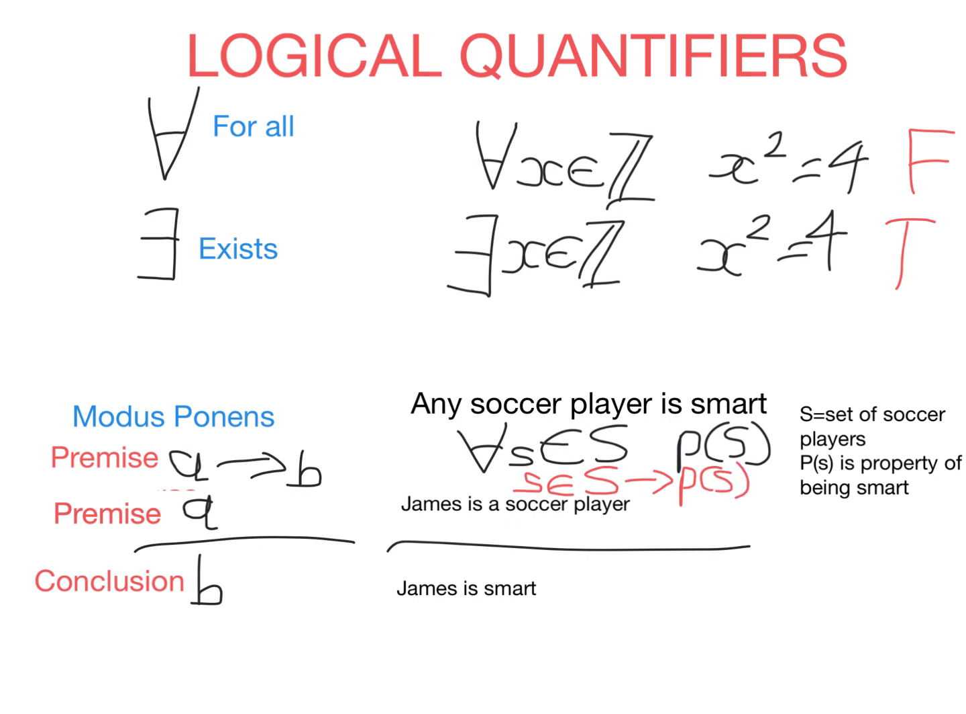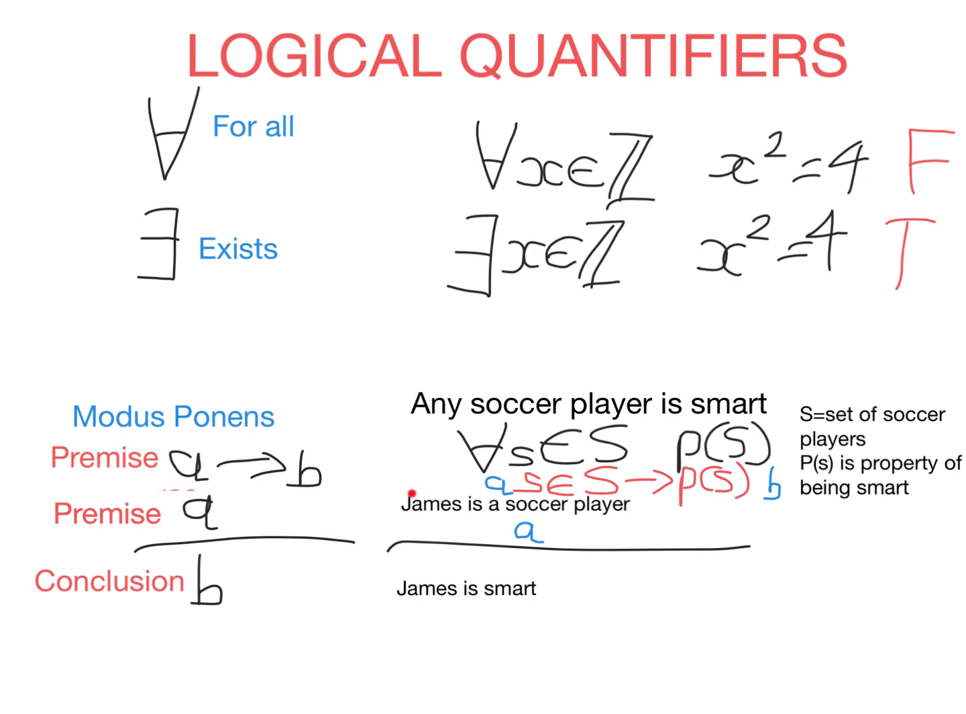So this is like our A being a soccer player, and this is like our B being smart. So we're told any soccer player is smart and James is a soccer player. So we're being told that A is true. So A implies B. A is true means that B is true. It means that James is smart.